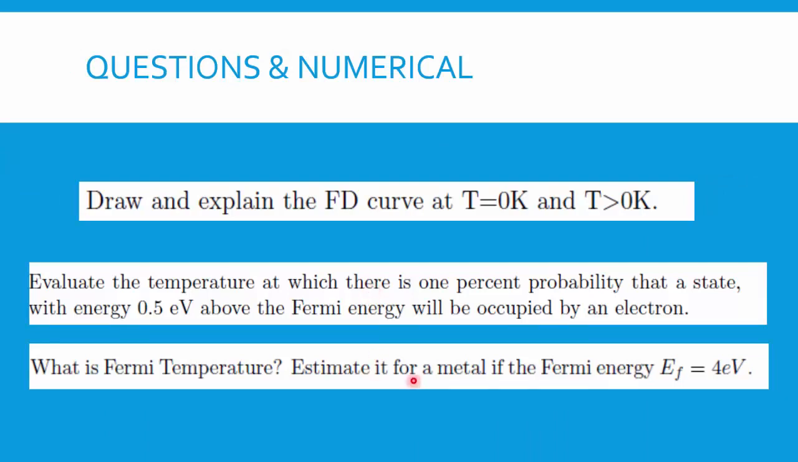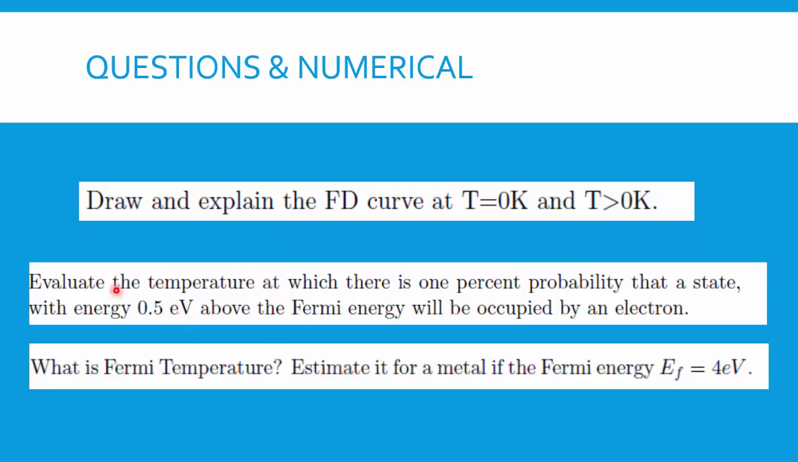So, important questions from this part of the lecture. We have already explained: draw and explain the FD curve at T equal to 0 Kelvin and T greater than 0 Kelvin. So you have to draw the complete curve for temperature 0 Kelvin and temperature greater than 0 Kelvin, and you have to mathematically explain, as I have explained, considering the distribution function formula, how you are getting these two different plots for temperature 0 Kelvin and temperature greater than 0 Kelvin.